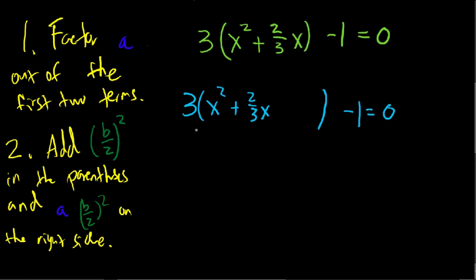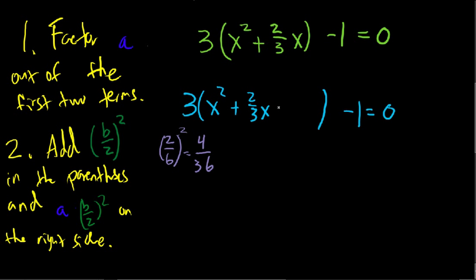So b over 2 is, let's do purple, b over 2 is 2 over 6. You see what I did there? It's 2 over 3 divided by 2, so it's 2 divided by 6, squared. That's going to be 4 over 36. So, when you complete the square, things don't always turn out super pretty, but that's the idea. We get 4 over 36.